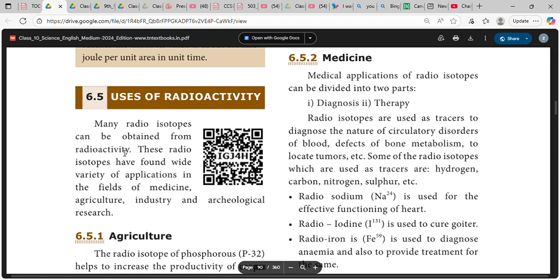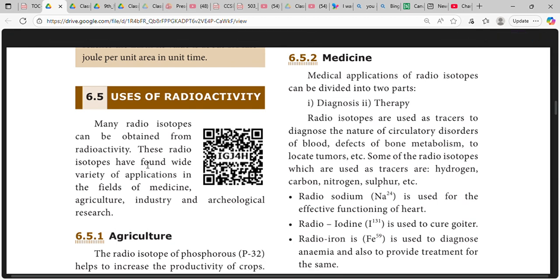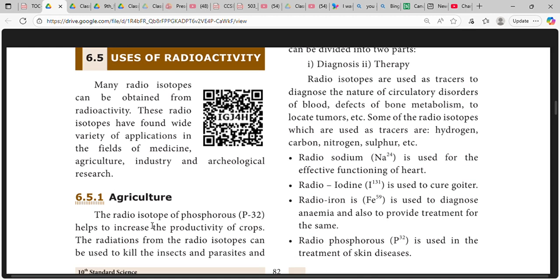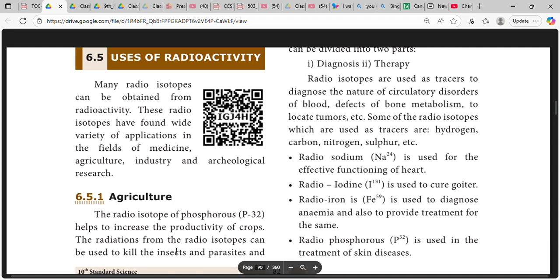Many radioisotopes can be obtained from radioactivity. These radioisotopes find a wide variety of applications in the fields of medicine, agriculture, industry, and archaeological research. The radioisotope of phosphorus, P32, helps to increase the productivity of crops.